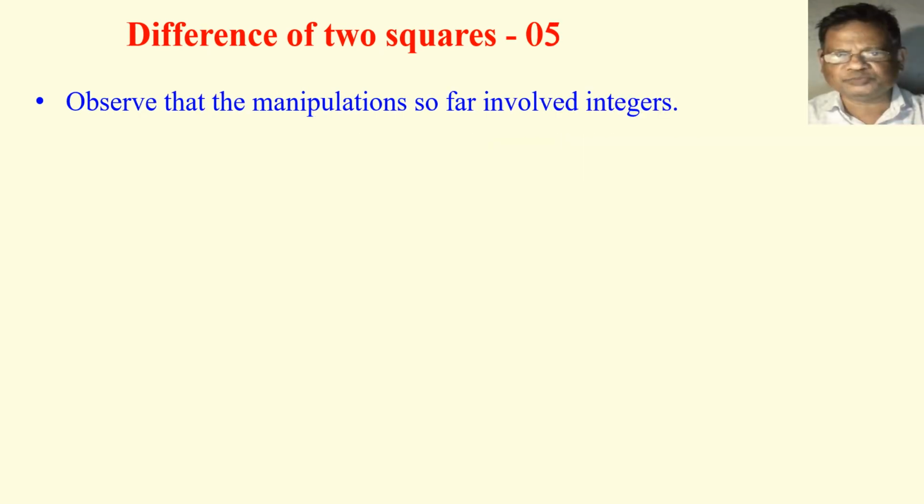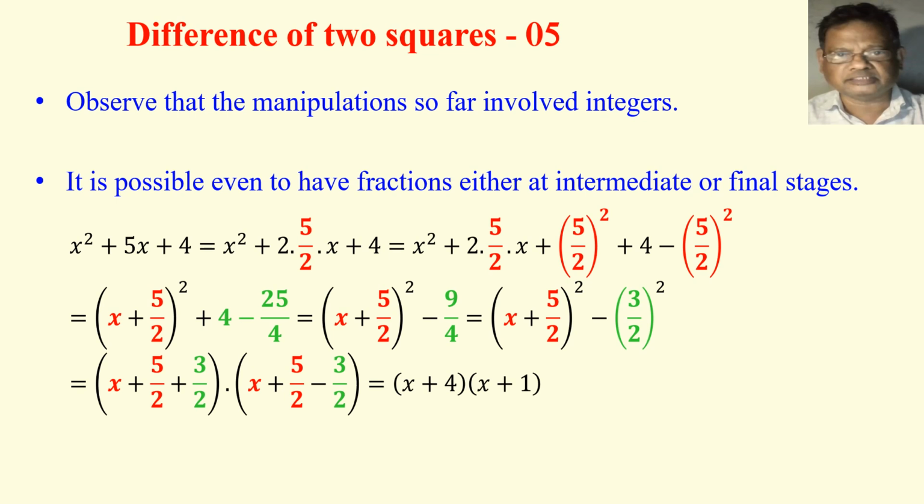Observe that the manipulation so far involved integers. It is possible even to have fractions either at intermediate or final stages. Carefully observe the identification of half the coefficient of x term marked in red. Then its square is added and subtracted to maintain the equality.